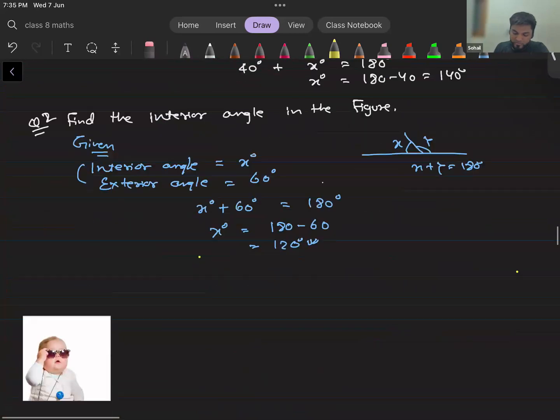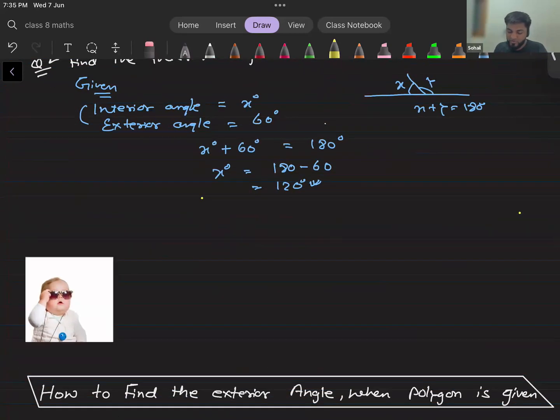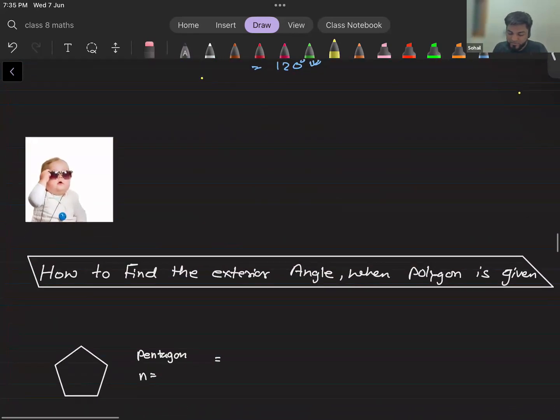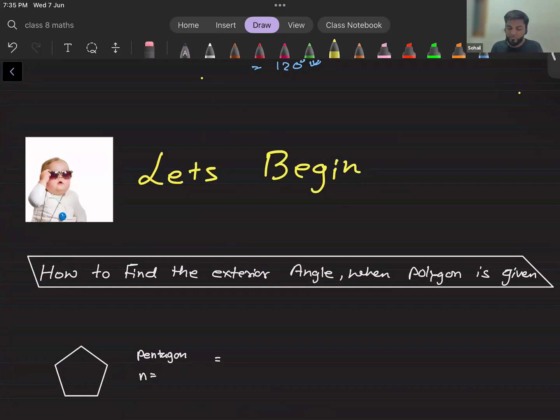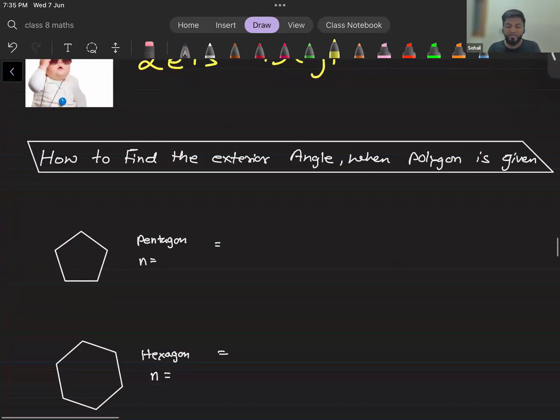So now let's begin today's discussion. You might be wondering why sir has taken this figure here. Let's begin today's class. We will see how to find the exterior angle when a polygon is given.